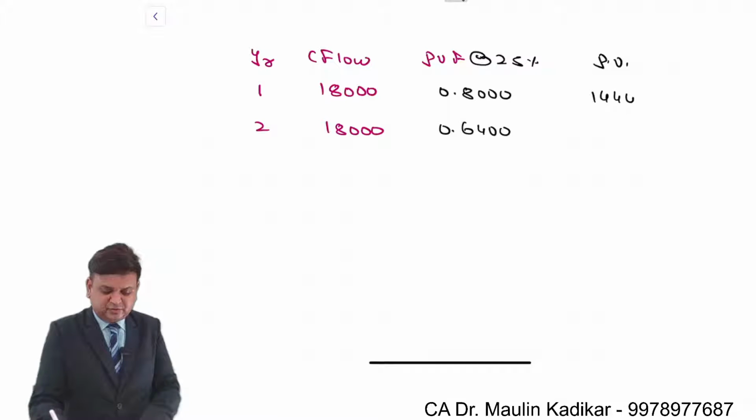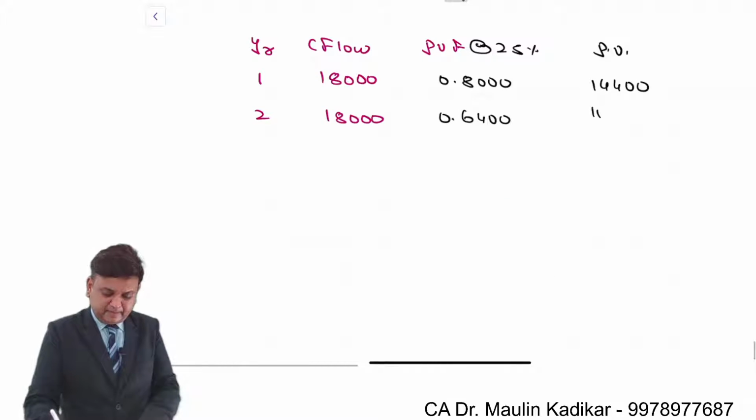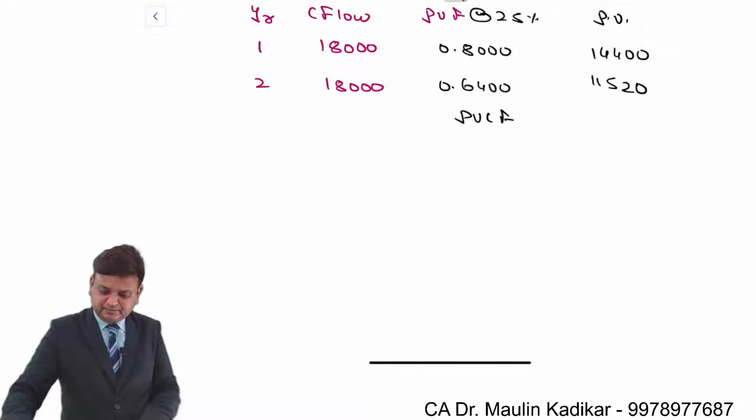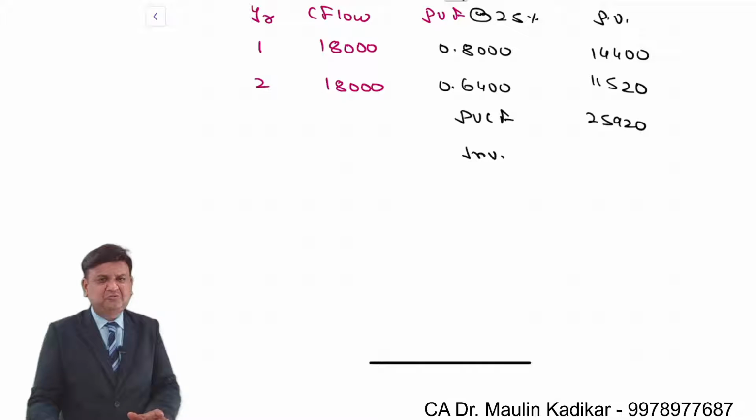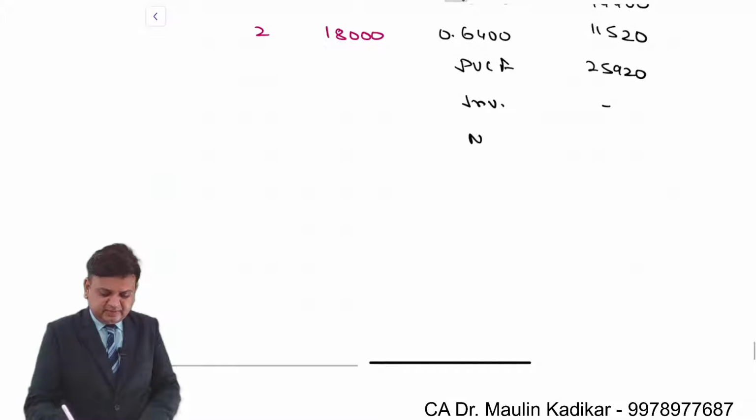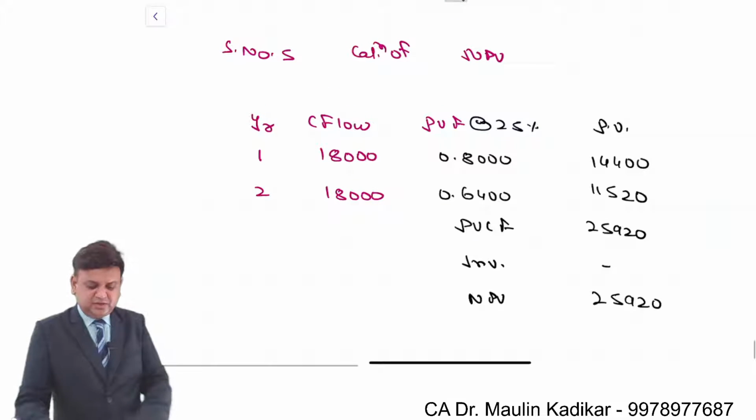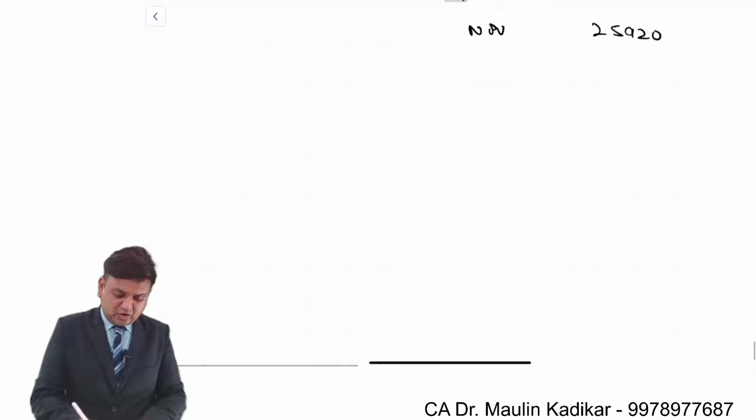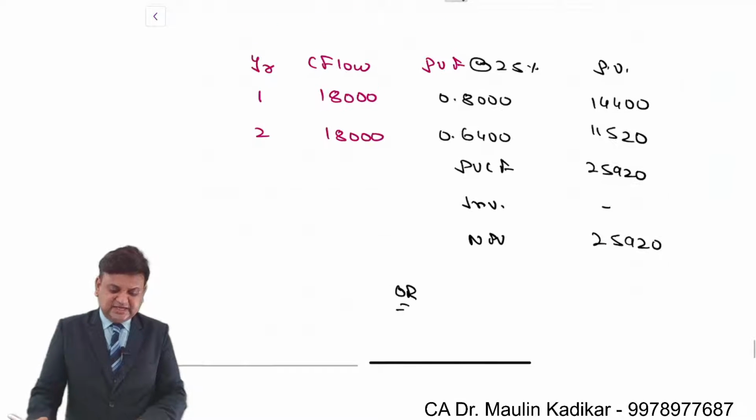Present value is 14,400, 11,520. Present value of the cash flow is 25,920. What is the amount of the investment? No investment is there. So what is the NPV of the project? 25,920. In a way, if we let out the factory premises, the NPV is 25,920. This is the way you can present the answer, or otherwise we may present the answer slightly differently.